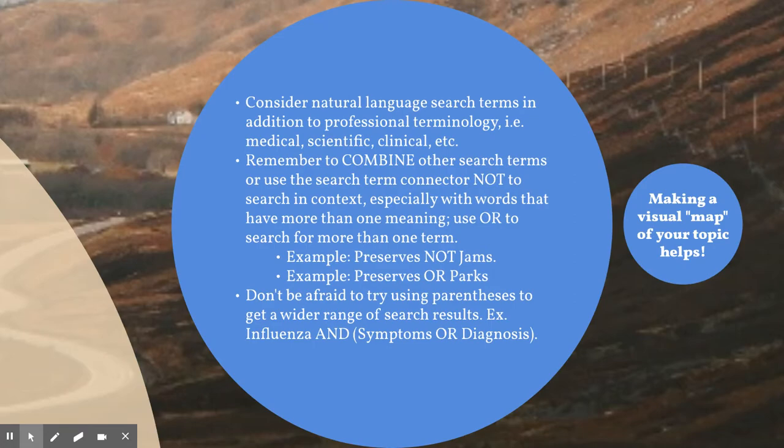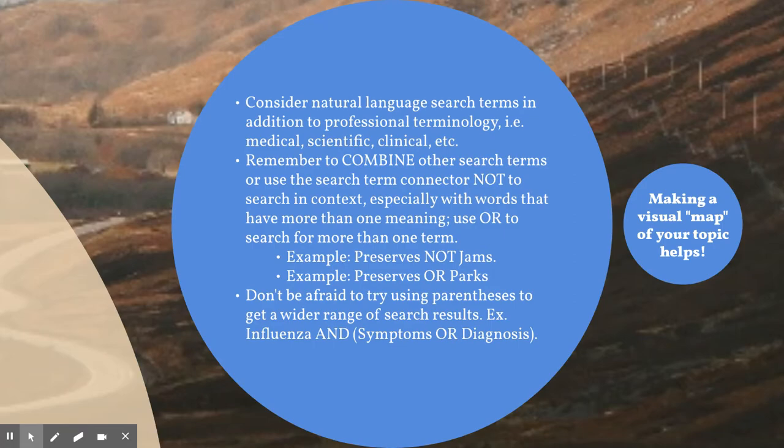Use OR to search for more than one term. For example, preserves NOT jams, or preserves OR parks. Don't be afraid to try using parentheses to get a wider range of search results. Example: influenza AND (symptoms OR diagnosis).